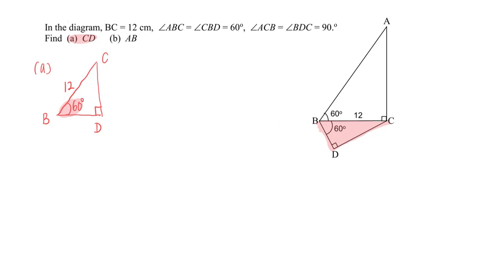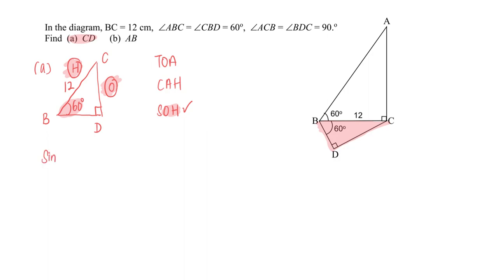I need to find this length CD, and H is my 12, and with 3, so let's decide which ratio to use. I got O, because I need to find CD. I got H, 12, O and H. Yes, I'm going to use my sine ratio.